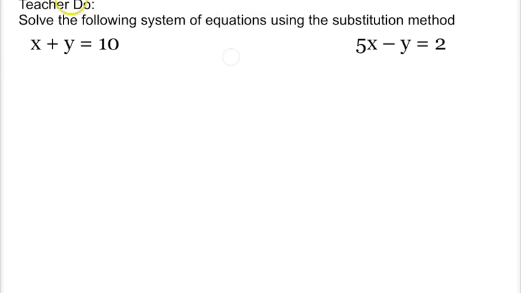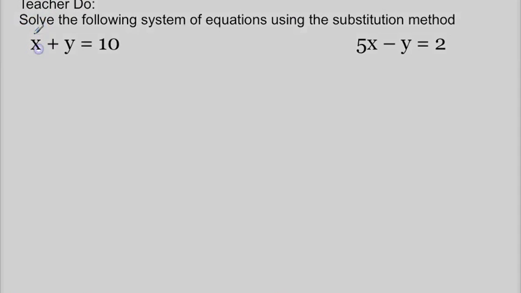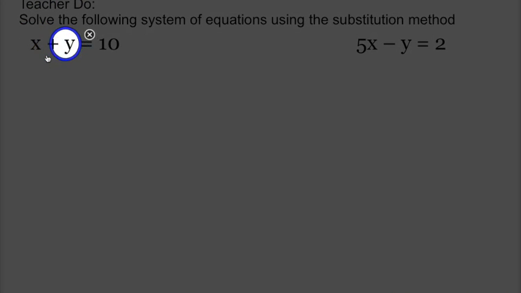Okay, I can solve for any of these 4 variables. I can solve for this x, this y, this x, or this negative y. Now, these 2 are bad choices because I have to divide by 5 eventually, and this one I have to divide by negative 1. I don't want to do either one of those things. These are much better choices because all I have to do is divide by 1. So these are the ones I'm going to go for.